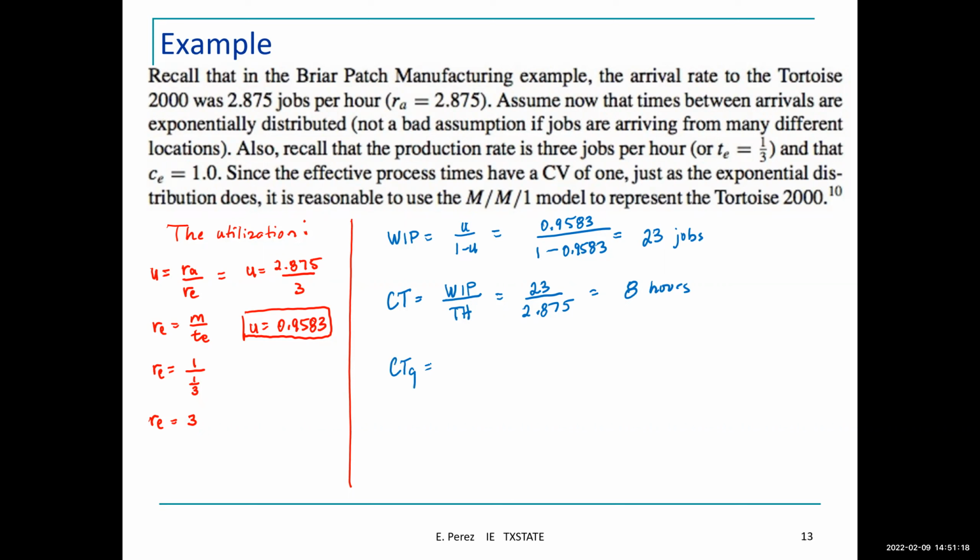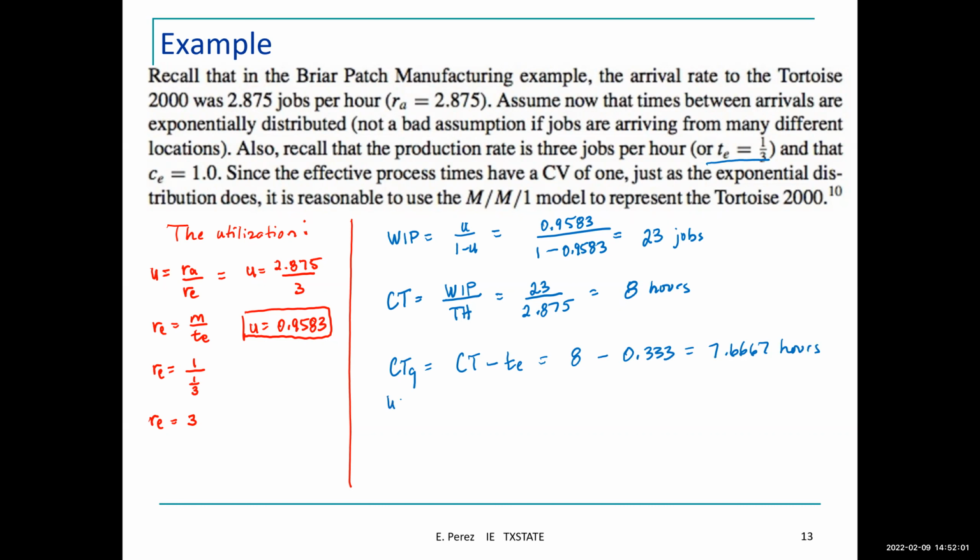CTQ equals cycle time minus TE. So our cycle time is 8 hours. TE in hours is 1/3, 0.333. So this is 7.6667 hours.